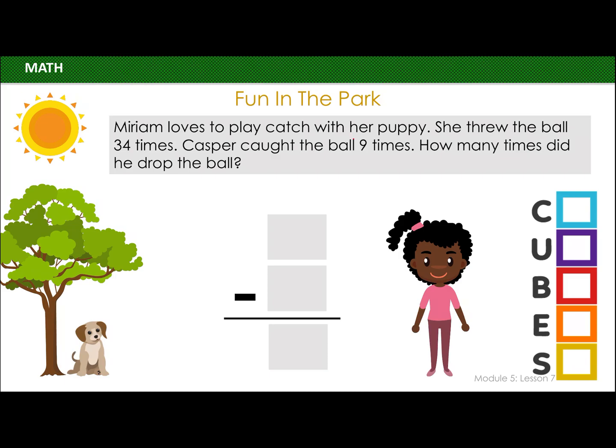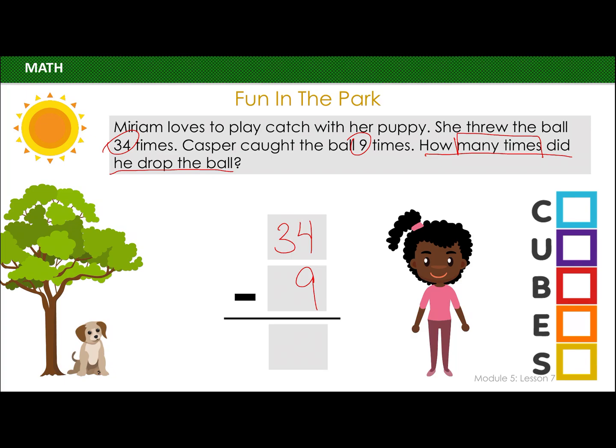So my CUBES checklist. Circle my numbers. Underline the question. Box my math words. How many times? And I know that they're asking how many times he dropped the ball. So I know that I need to subtract how many times he caught it from how many times she threw it to tell me how many times he dropped it. So my bigger number goes first, 34 on the top, 9 on the bottom.